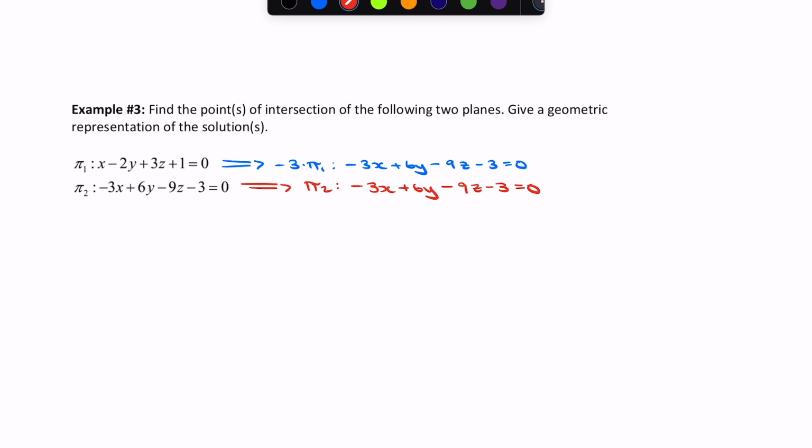So here, again, we see that they are the same, and therefore these are coincident, and therefore we have infinite points of intersection. Okay, so here, in terms of our points of intersection, what we want to do is show it in parametric form.